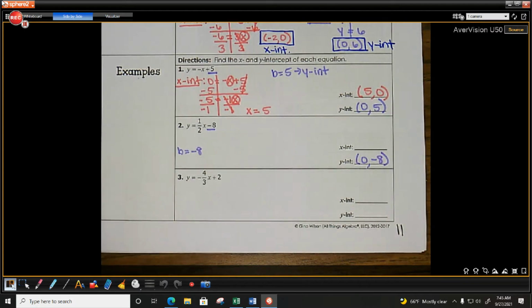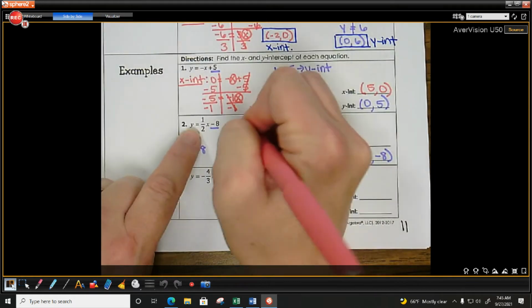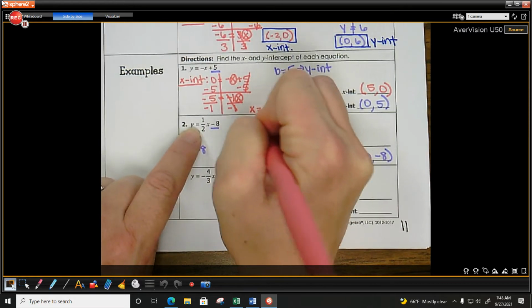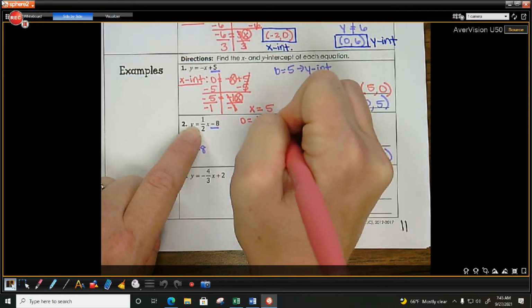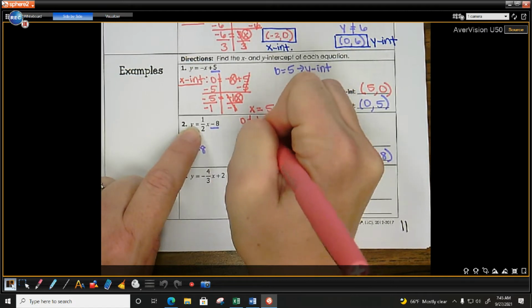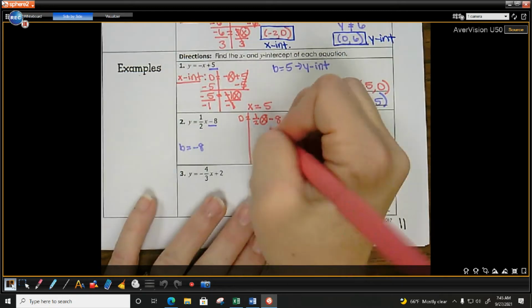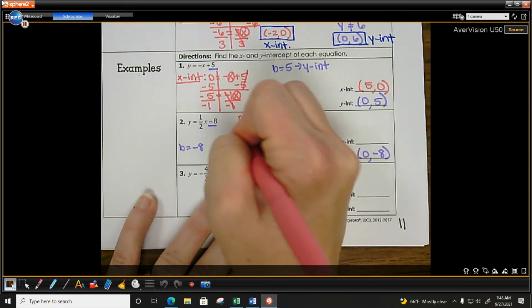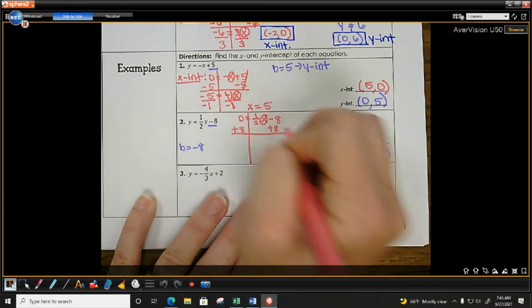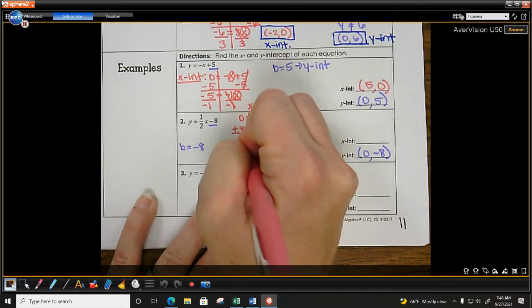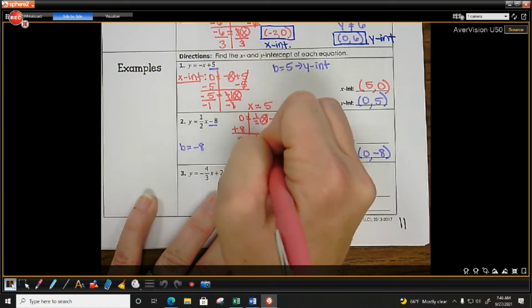Okay, now let's find our x-intercept. To find your x-intercept, you replace what? The y with 0. So I'm going to write 0 equals 1/2 x minus 8. Draw your line through the equals and circle x. What am I going to do to get x by itself? Add 8. Great job. 0 plus 8 is 8. So I get 8 equals 1/2 x.